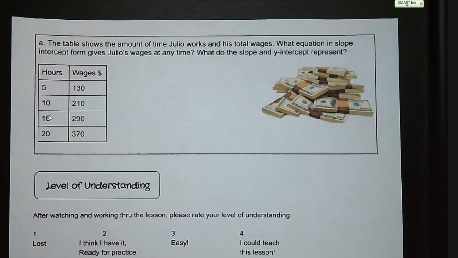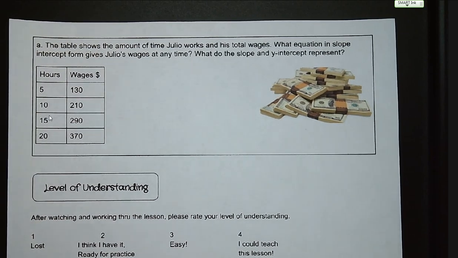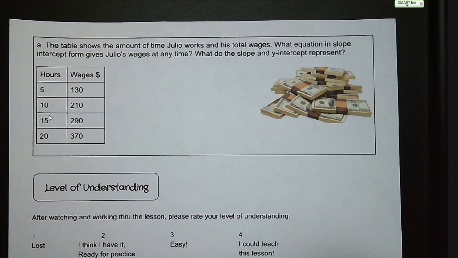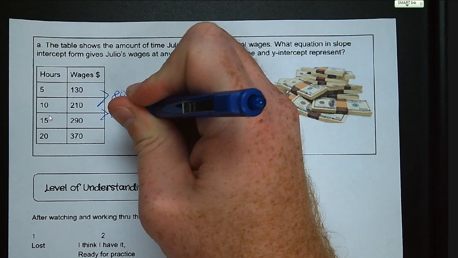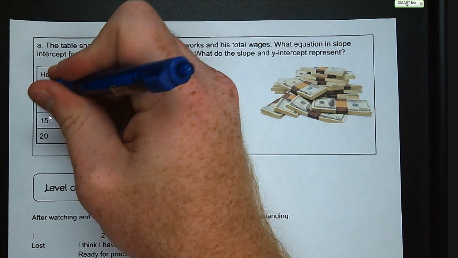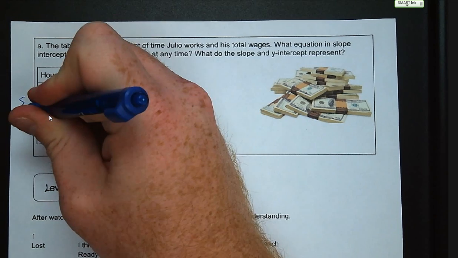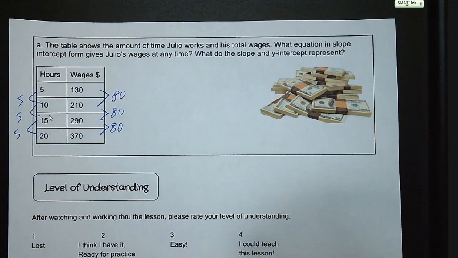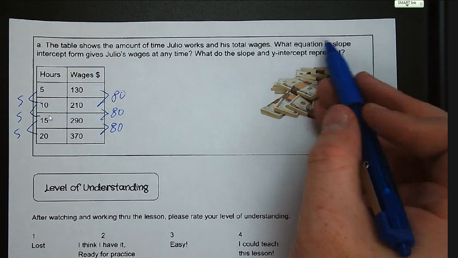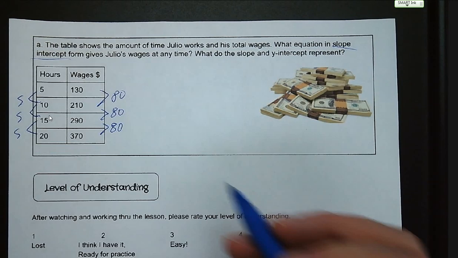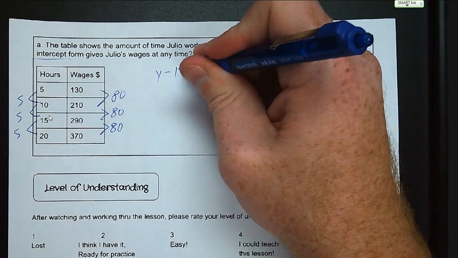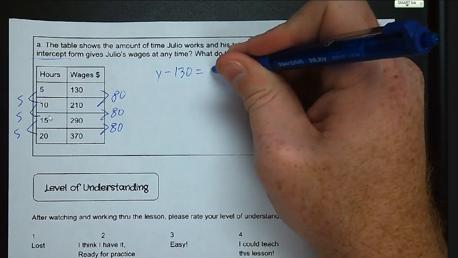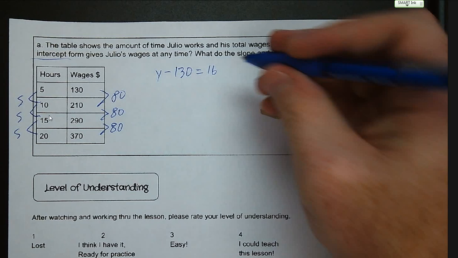All right. Letter A, you guys try this one, and then we will go over it. All right, so for this one, we are increasing by 80 each and every time. And we are increasing by 5 hours. So we're going to write our equation. And it says, what is the equation in slope-intercept form? Ooh, I'm being mean. So we're going to start y minus 130 is equal to 16. 80 divided by 5 is 16. Times x minus 5.